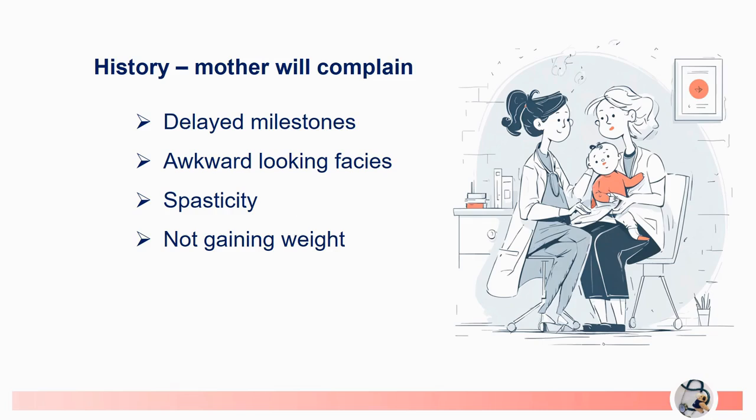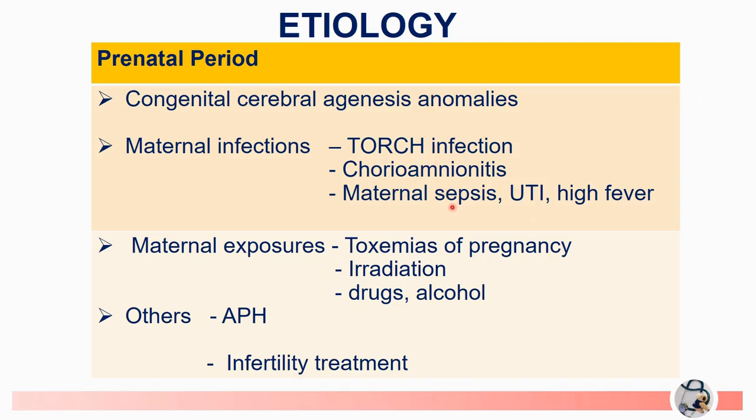Then you should strongly suspect and proceed with the further history. Before you go to the history, you should know the etiology, because in history you should start with the birth history, that is antenatal, natal, postnatal history. In this there are risk factors, so you should highlight all these points in your history. In the prenatal period, the etiologies can be congenital cerebral agenesis or anomalies, maternal infection, importantly TORCH infection, chorioamnionitis, maternal sepsis with UTI or high fever. So in antenatal history you should be asking all these things. Maternal exposures to toxemia of pregnancy, irradiation, drugs or alcohol. And then antepartum hemorrhage or infertility treatment.